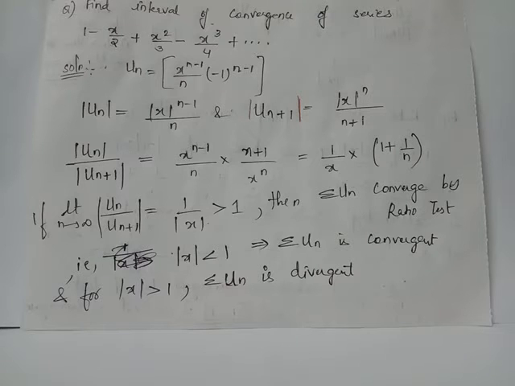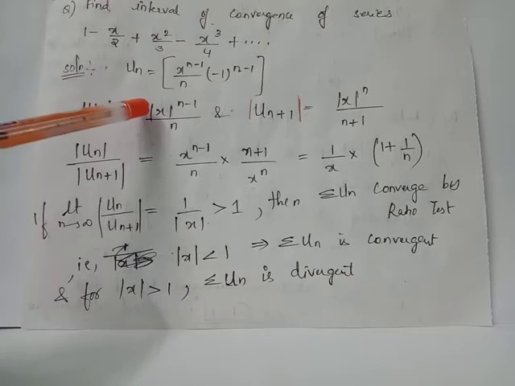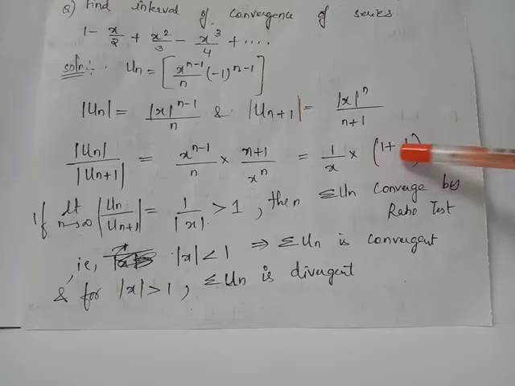We have modulus un equals modulus x raised to n minus 1 upon n. And here when you replace n by n plus 1, you will obtain modulus un plus 1 equals x raised to n plus 1 minus 1 upon n plus 1. Thus, you obtain the absolute value of un plus 1 as this expression. When you evaluate modulus un upon modulus un plus 1, after simplification you get this is equal to 1 by x multiplied by 1 plus 1 by n.